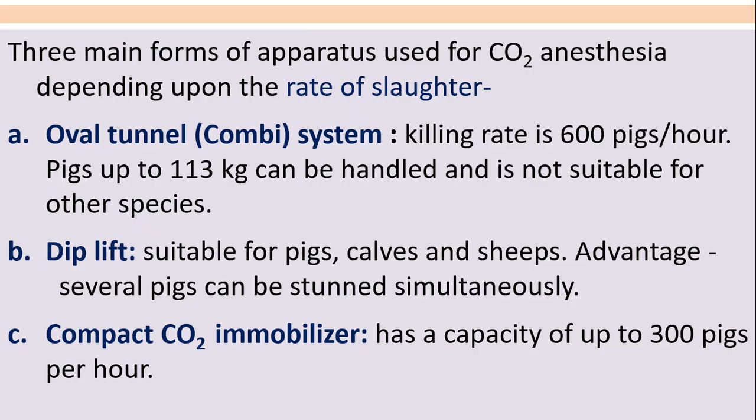There are three main forms of apparatus used for carbon dioxide anesthesia, depending upon the rate of slaughter. The oval tunnel, known as the combi system, has a killing rate of 600 pigs per hour. Pigs up to 113 kg can be handled, and it is not suitable for other species. The dip lift is suitable for pigs, calves and sheep. The advantage is that several pigs can be stunned simultaneously. The next one is the compact carbon dioxide immobilizer. It has a capacity of up to 300 pigs per hour.